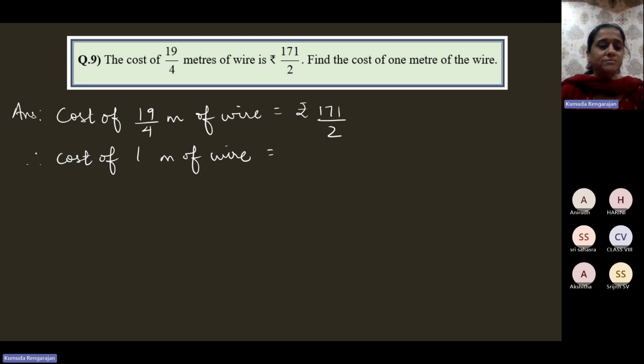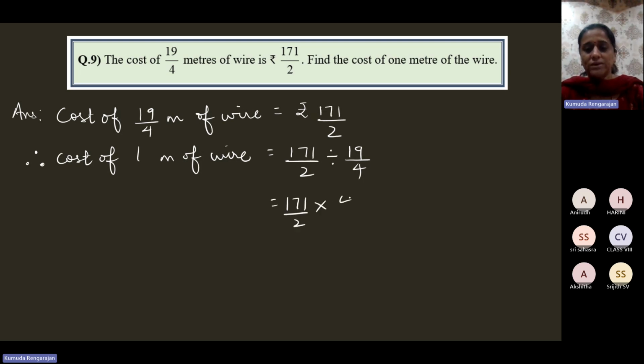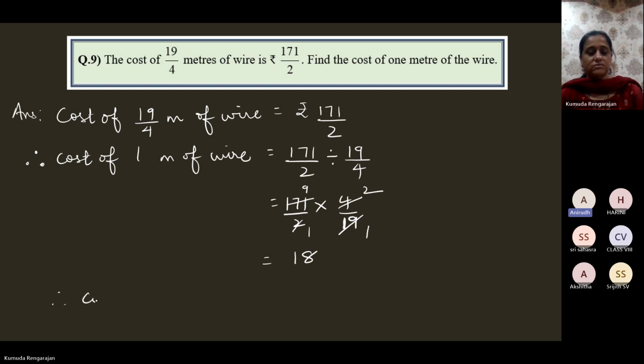So from that, it's easy. Cost of 1 meter of wire will be 171 by 2 divided by 19 by 4, which is 171 by 2 into 4 by 19. Division becomes multiplication, and you'll have to take the reciprocal of the next fraction. Now in the tables of 19, 19 nines are 171, and 2 twos are 4. Correct. 19 into 18 rupees. Cost of 1 meter of wire is 18 rupees.